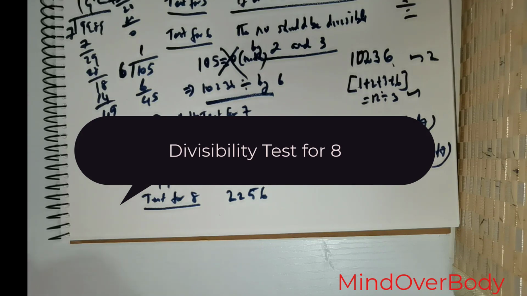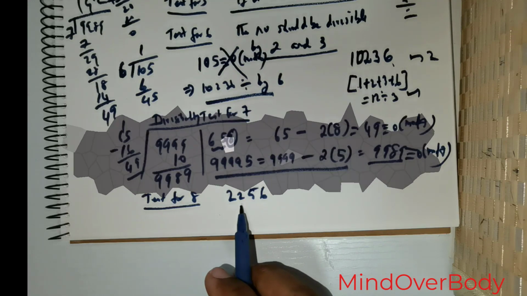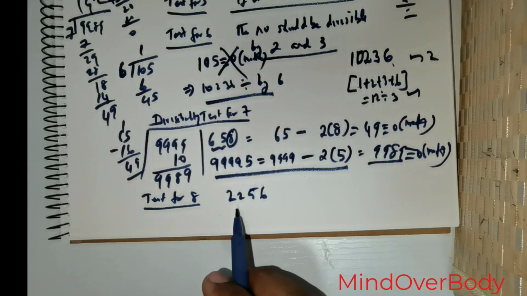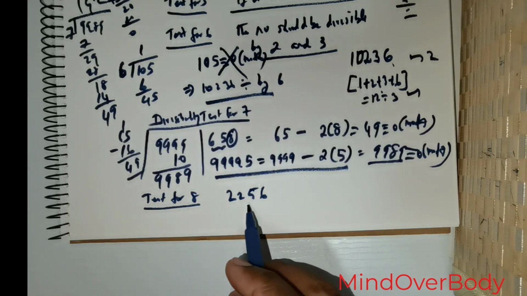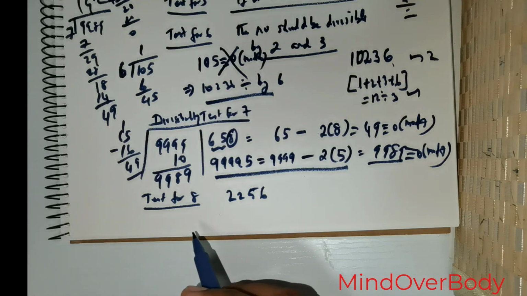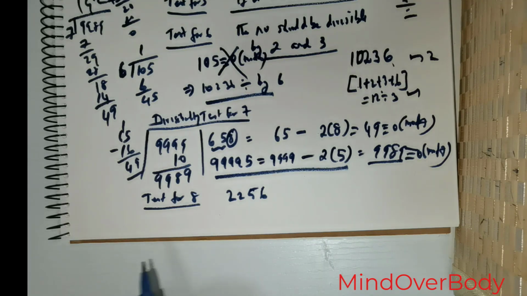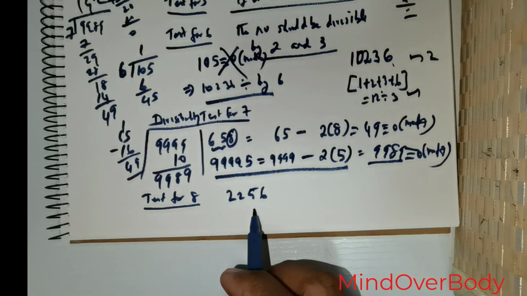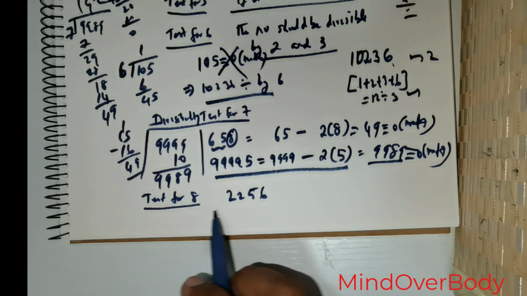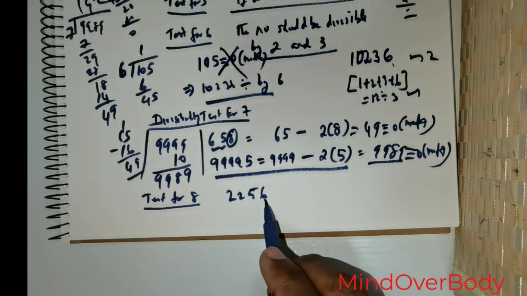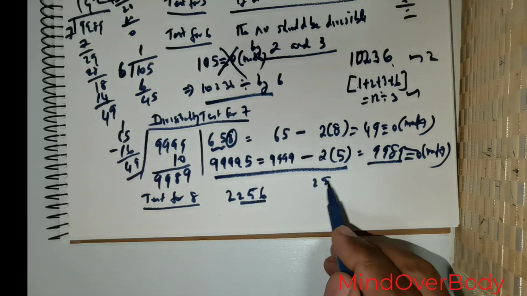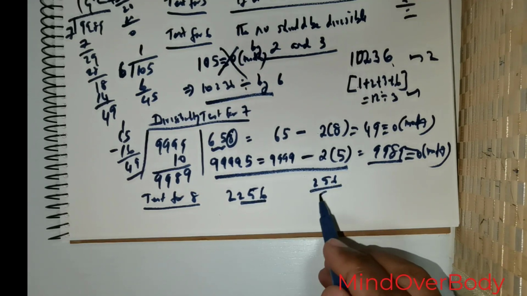Now usually when you are checking a number for divisibility by 8, definitely the number would be greater than 3 digits, right? So minimum would be 4 digits, because anything lesser than that you can easily find out whether the number is divisible by 8 or not. So let us assume that you are given a 4-digit number and you want to check the divisibility test for 8. Now all you need to do is take the last 3 digits, 2 5 6, and find out if this is divisible by 8.